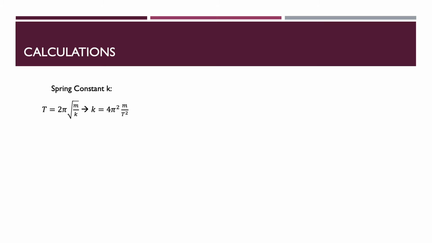Using this equation for the period of a spring, the equation for the spring constant can be obtained. By taking the average of the periods from tracker, I calculated the period of the spring's oscillation. Plugging this into our equation, we obtain the spring constant.